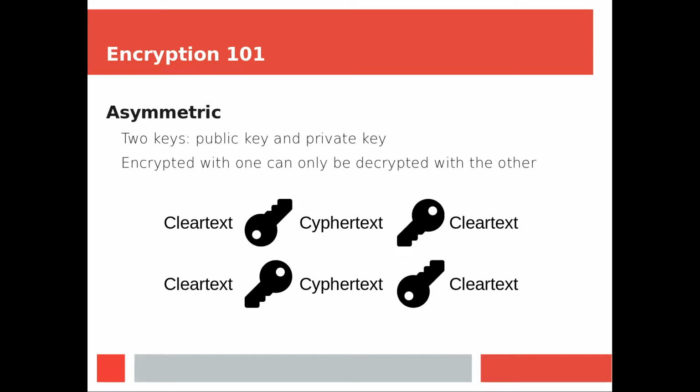Asymmetric. Instead of ROT13, think like ROT6 and ROT20. Anything that you pass through ROT6 can be decrypted with ROT20. Anything that you use ROT20 on gets undone with ROT6.